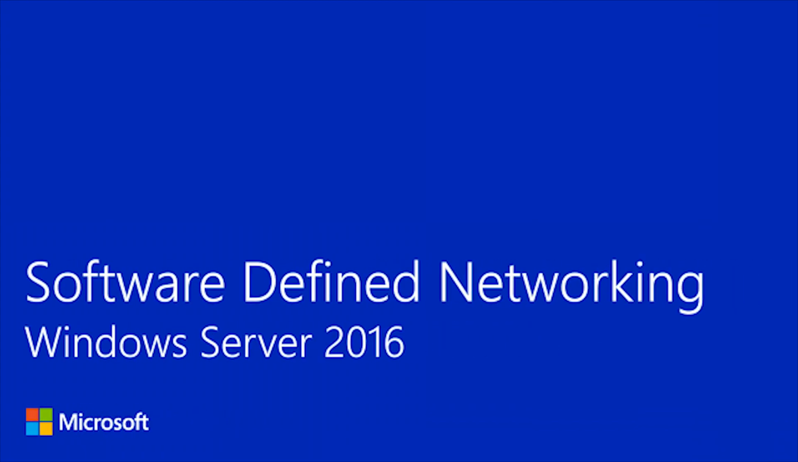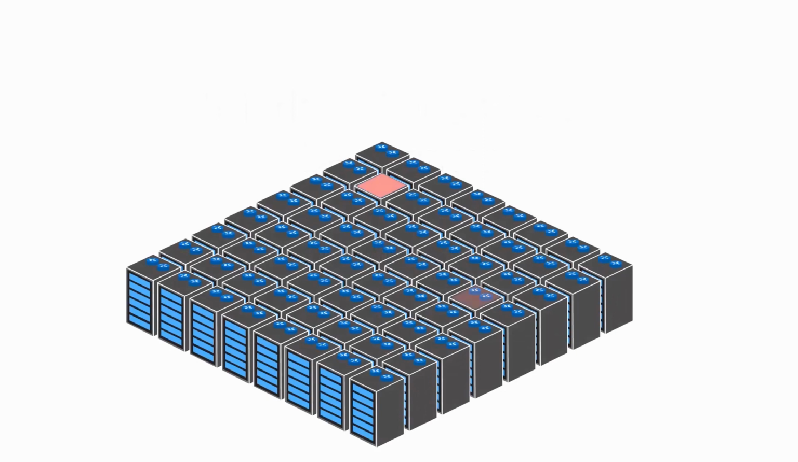Let's find out what's new in Windows Server 2016 with software-defined networking. Before we get started, let's first understand the problem software-defined networking, or SDN, is solving. Applications are innovating at a rapid pace, and network infrastructure, with its complex set of connections and devices, can't keep up to meet the needs of those applications, all while ensuring constant uptime.